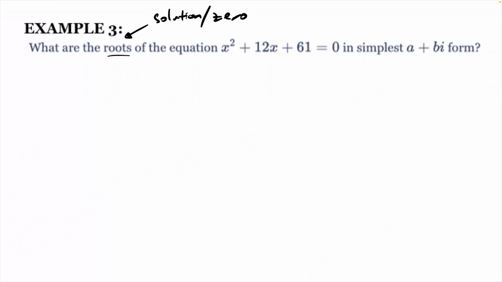Of the equation x squared plus 12x plus 61 equals 0. And then you have this part, they threw it in. If you see that in a question, what it's saying is you might have i's in your answers. You might. Not guaranteed, but you might. That's all it's saying.